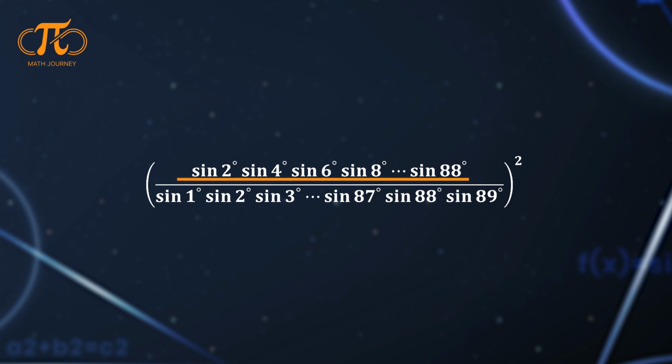In the numerator, we now have the product of the sines of the even angles, while the denominator includes all sines from 1 degree to 89 degrees. The denominator can be written as the product of sine of 1 degree, sine of 2 degrees, sine of 3 degrees, and so on up to sine of 89 degrees. We need to simplify this expression.